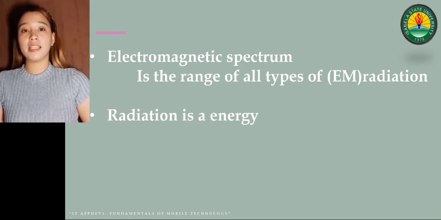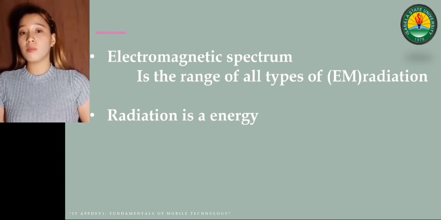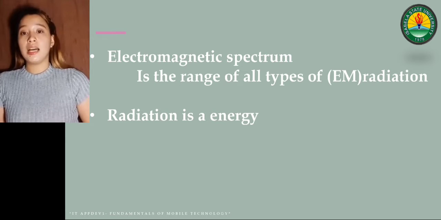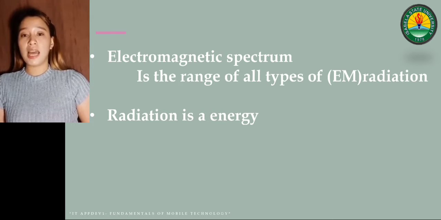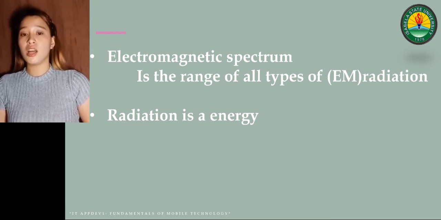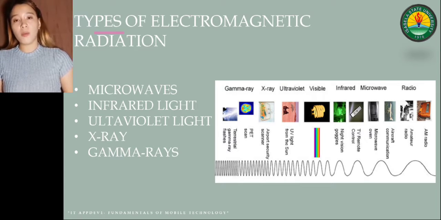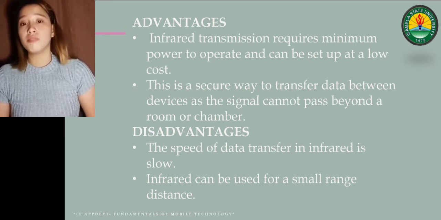So, what is the electromagnetic spectrum? The electromagnetic spectrum, or EM, is the range of all types of electromagnetic radiation. Radiation is energy that travels and spreads out as it goes. The visible light that comes from a lamp in your house and the radio waves that come from the radio station are two types of electromagnetic radiation. And the other types that make up the electromagnetic spectrum are microwaves, infrared light, ultraviolet light, X-rays, and gamma rays. So we go on to the advantages and disadvantages of infrared.